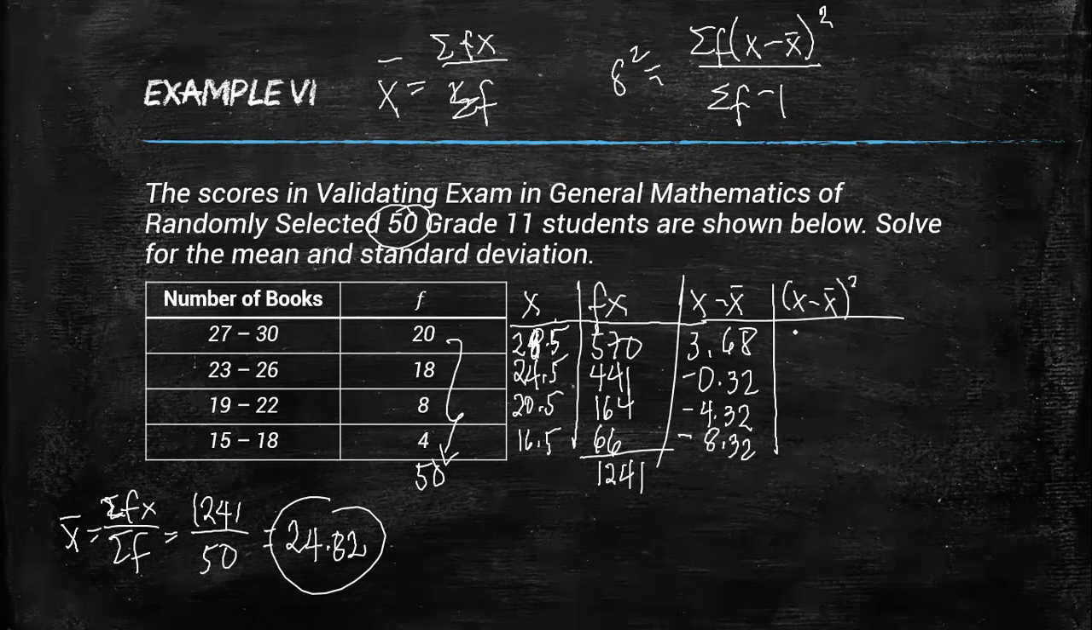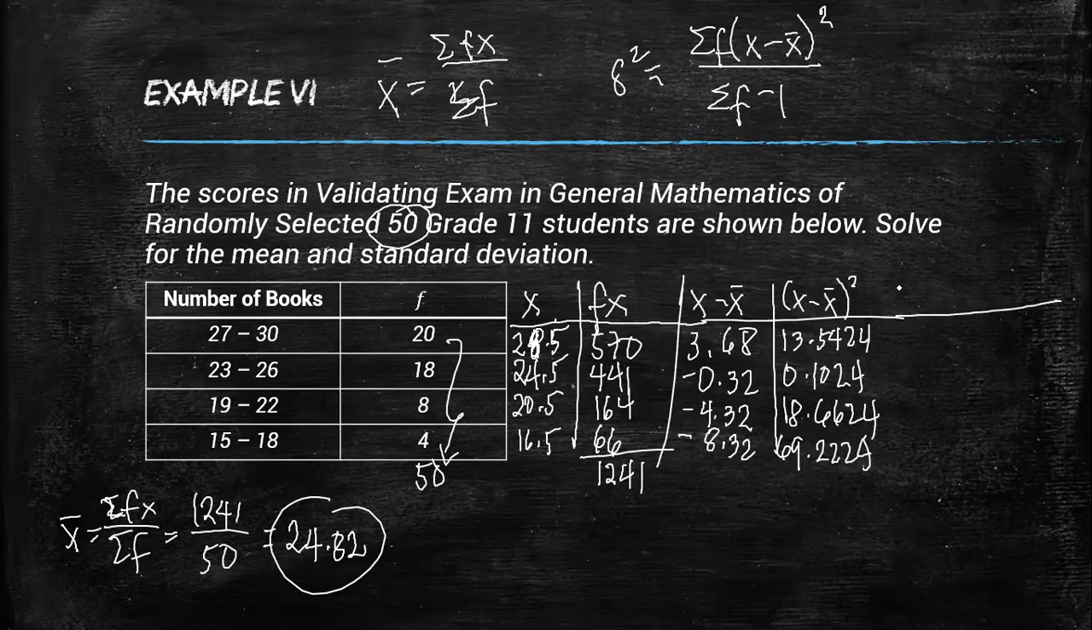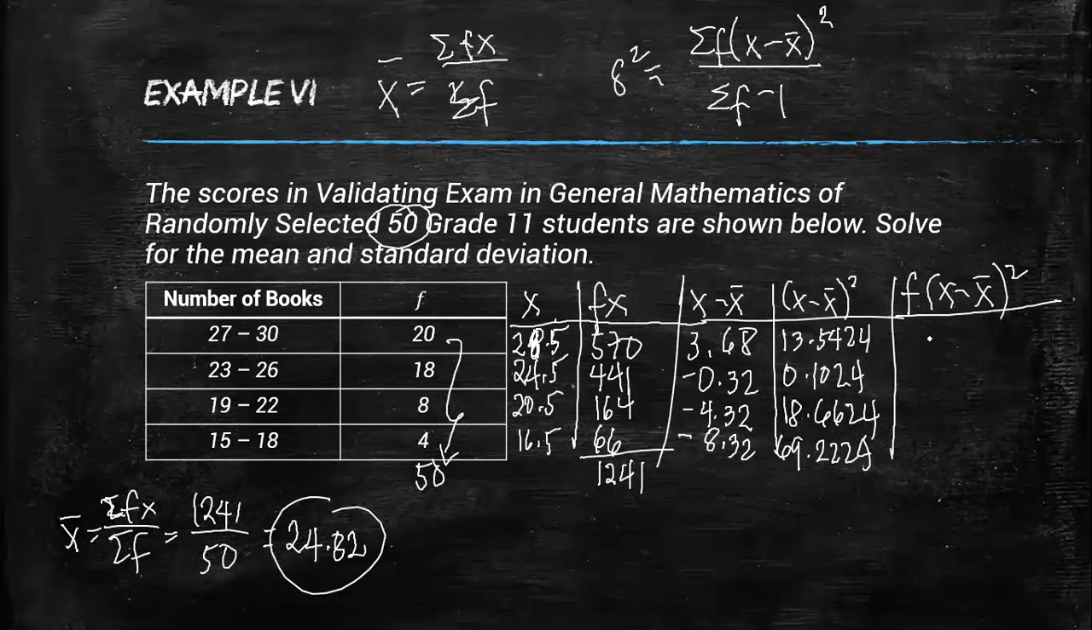So we have 13.5424 and then 0.1024 and then we have 18.6624 and 69.2224. Hindi pa natatapos dyan kasi ita-times pa natin sa ating f. F times x minus x bar squared. Balik na naman tayo sa f natin. I-multiply natin yung f natin with our x minus x bar squared.